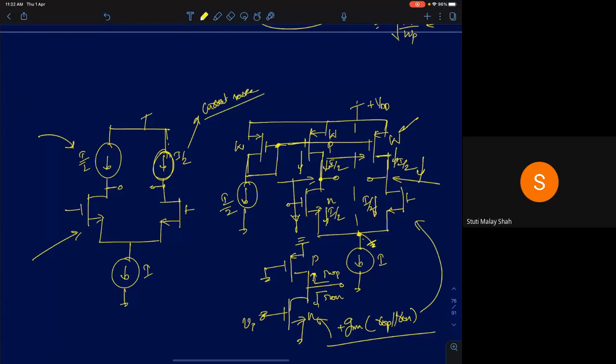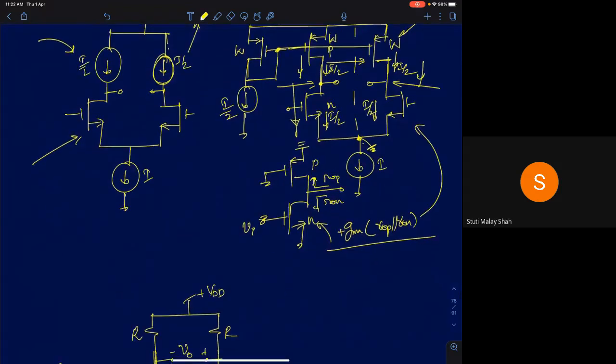Okay, and this gives you the highest gain among all the MOS based loads. So if you take all the MOS based loads, this will give you the highest voltage gain. The gain is given by gm into ro_p parallel ro_n.